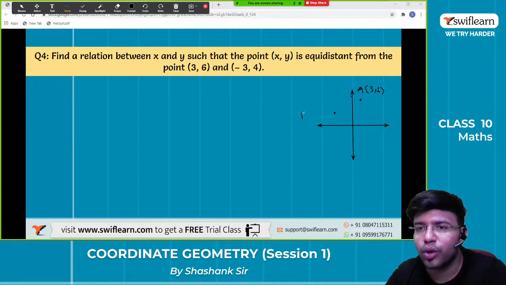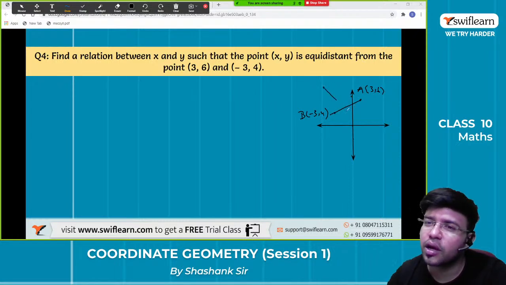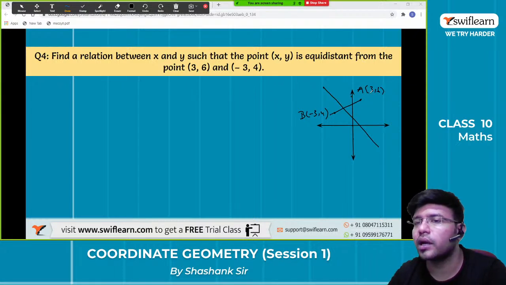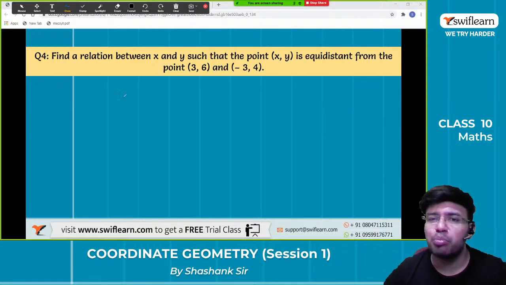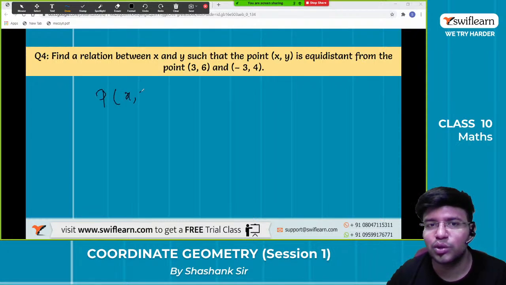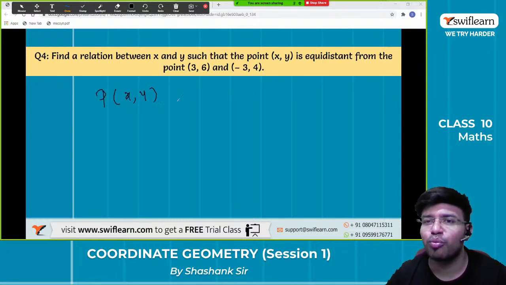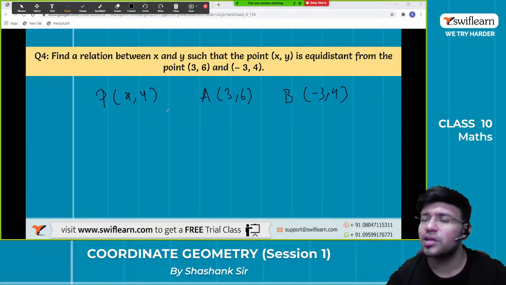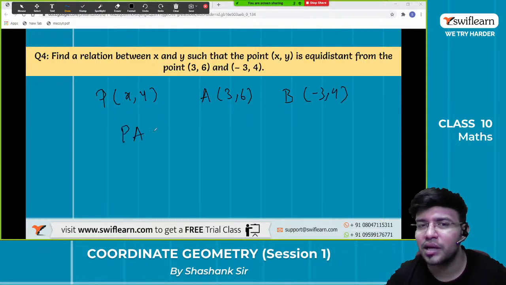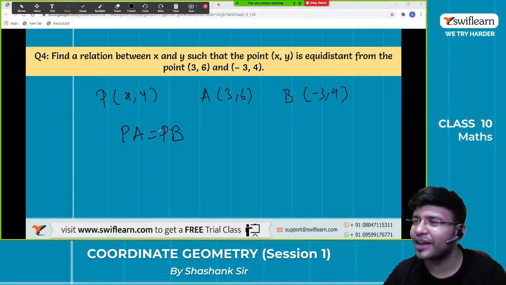Now a point which is equidistant means the perpendicular bisector of the line joining point A and B. We need to find the equation of this line. So let the point P (x, y) be equidistant from point A, which is (3, 6), and point B, which is (-3, 4). Since this is equidistant, can I write PA is equal to PB? Yes, of course I can write.